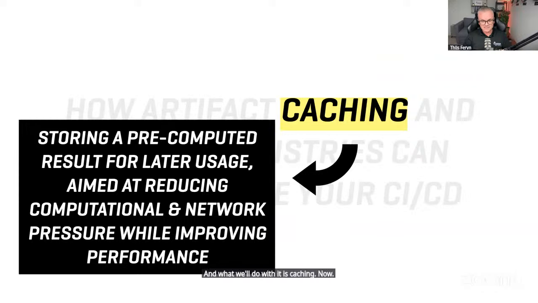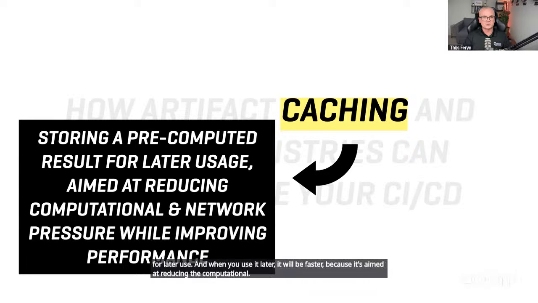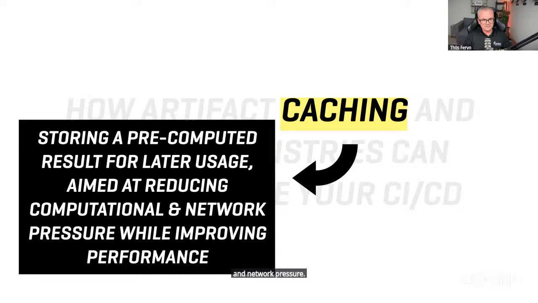Now, what is caching? You know what caching is. Still, I will define it. It is storing a pre-computed result for later use. And when you use it later, it will be faster because it's aimed at reducing the computational and network pressure. Maria, I'm going to need your help to prove the point. So caching, we all know the value, but I'm going to show it for real, in real life, what it is. So here we go, Maria. I'm going to need your participation.